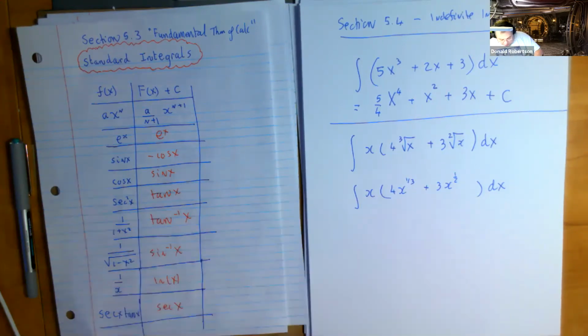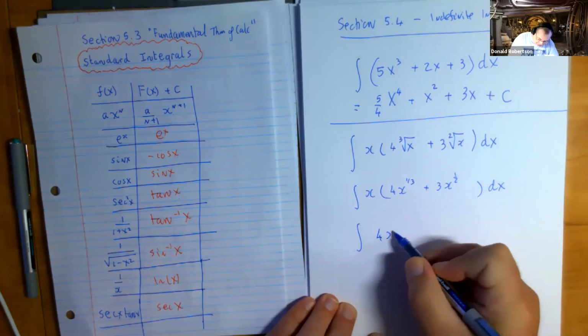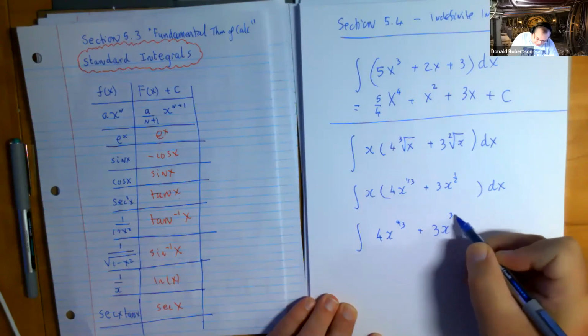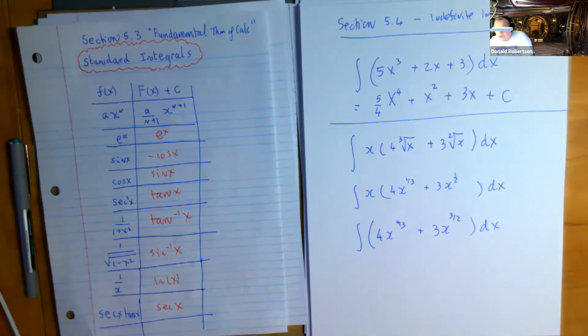Well, maybe we're ready to go, maybe we're not. Is there anything else that I need to do before I start doing power rules on this? Distribute the x. And aren't we going to stick to the rule of making our fractions improper? So we don't call them 1 1/3 and 1 1/2. We call them 4/3 and 3/2, right? At this point here, aren't we ready to find antiderivatives? We're ready for the power rule.